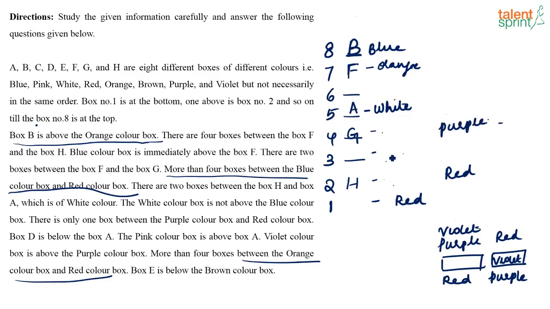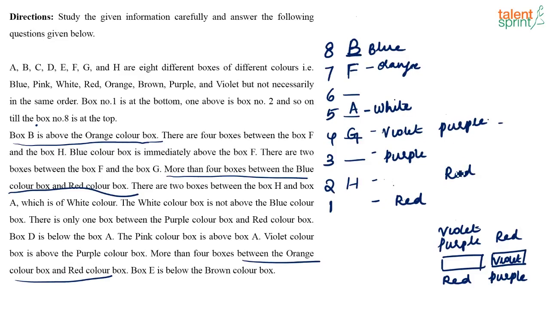If red is here, then this is going to be purple. Then what are they saying? They are saying that violet color is above the purple colored box, okay? So this can be violet, right? Violet is above the purple colored box in this case.